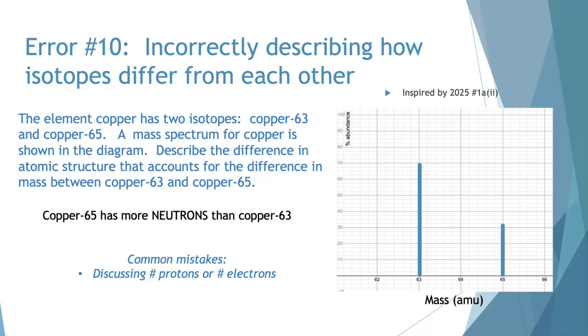Common mistakes that we saw, we had lots and lots of students talking about them having different numbers of protons or different numbers of electrons. If you just said they had different mass numbers, that doesn't talk about atomic structure, so that's not specific enough. We also saw a lot of students talking about incorrect numbers of neutrons. So if you said copper 65 has 65 neutrons and copper 63 has 63 neutrons, well, that's not correct. So you didn't get credit for that either. Should have been an easy question, and a lot of students really struggled to answer this.